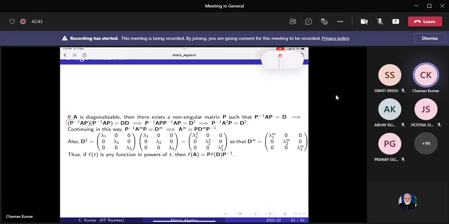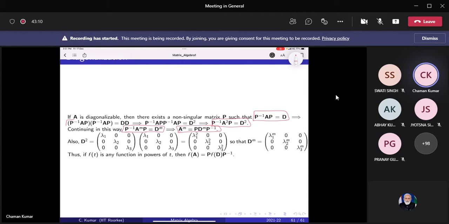We started with the diagonal matrix. We started with this relationship and we have proved this one. So if we continue in the same way, then we can prove that P inverse A raised to M P is equal to D raised to M. Or you can say that A raised to M is equal to P D raised to M P inverse.